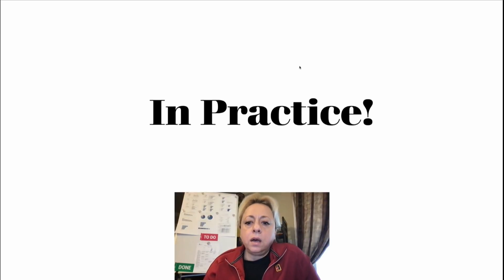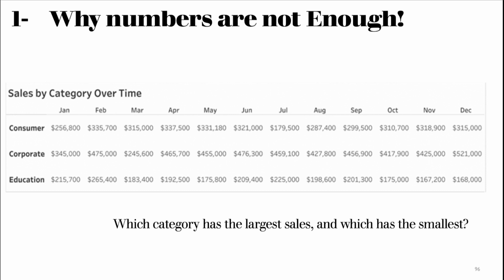So let us go now into the practice section and apply what we learned so far within this workshop. Assume that you have the following table, which is sales by category over time, and you put it in your Excel. Each column represents the months and each row represents a category. Here we have 3 categories: consumer, corporate, and education. And I'm asking you the question, which category has the largest sales and which has the smallest?